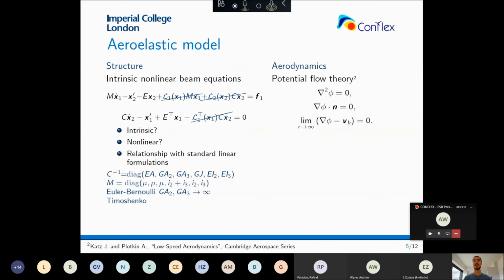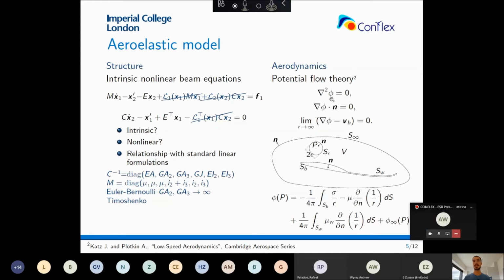For the aerodynamics, we rely on potential flow theory, which has the assumptions of inviscid and also incompressible flow. In this scenario, the Navier-Stokes equations reduce to solving this linear Laplace equation, which looks very innocent. It's a linear PDE, but we also have to satisfy this set of constraints, which is the non-penetration constraint of the velocity at the solid walls. And we also have to match the far-field velocity at infinity.